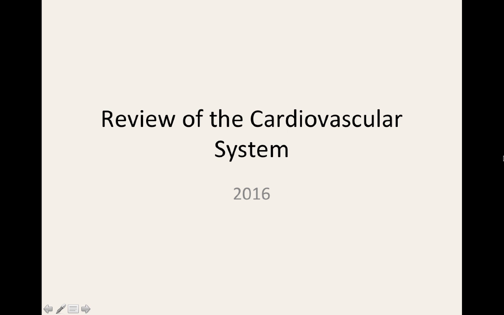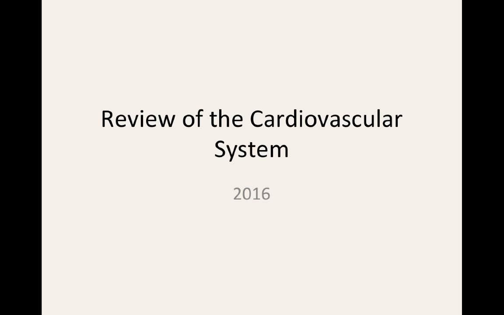Let's just do a basic review of the cardiovascular system. We're going to put most of the emphasis on the heart and the regulation of blood pressure. The cardiovascular system really consists of the heart and all the blood vessels, and the primary function is to circulate blood throughout the body. The heart lies behind your chest wall, and it's about the size of your fist.